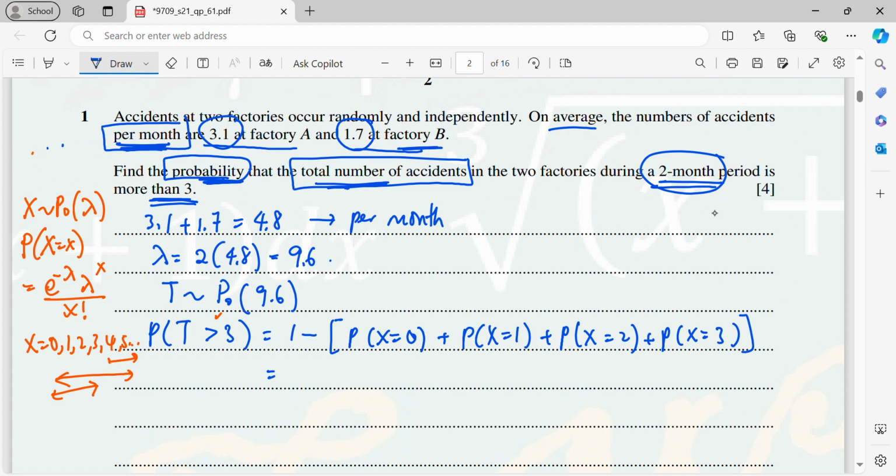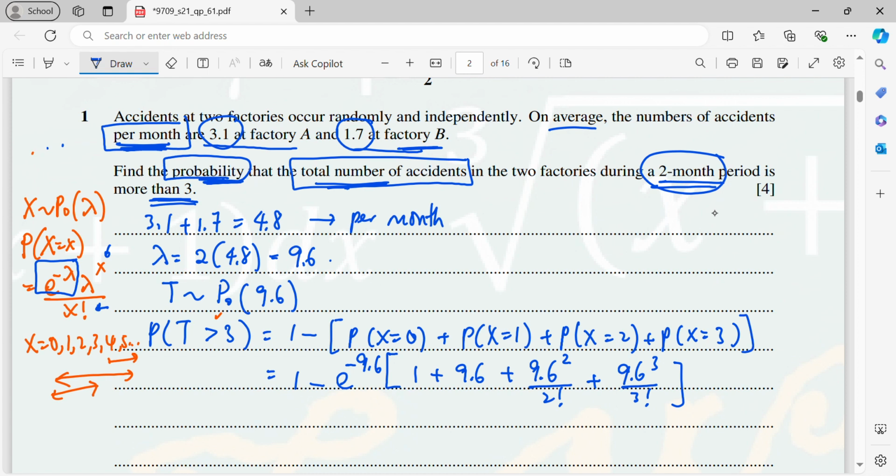Then just use the formula. When you look at the formula, this is in common, because exponential minus lambda is a fixed number. So I will factorize exponential minus 9.6. Where x equals 0, lambda to the power 0 is 1, and 0 factorial is also 1. So the first term is always 1, plus 9.6 to the power 1 over 1 factorial, plus 9.6 to the power 2 over 2 factorial, plus 9.6 to the power 3 over 3 factorial.